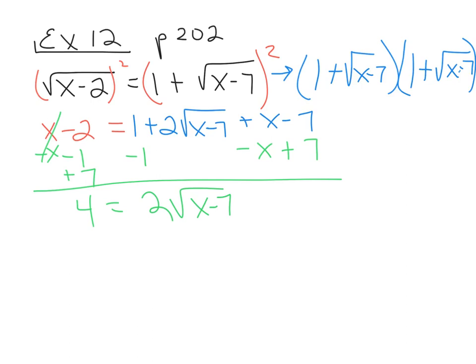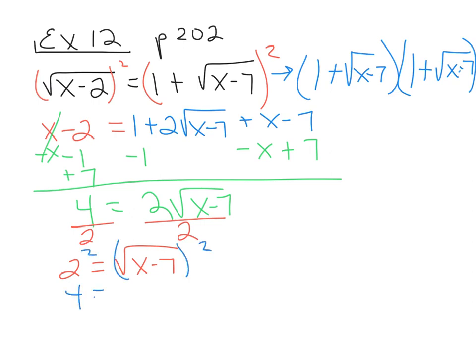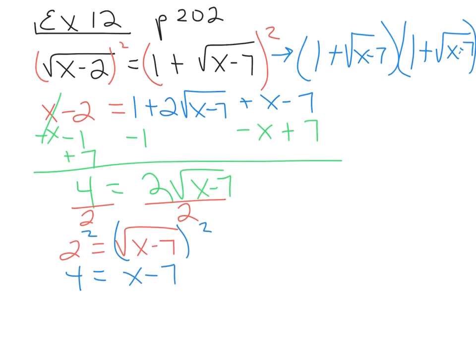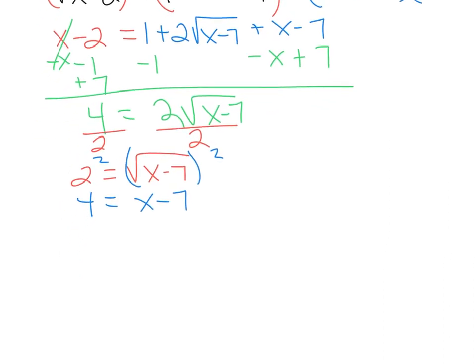Now we can isolate this radical here by dividing off this 2. Since this operation is multiply, we divide to get rid of it. So we have 2 equals the square root of x minus 7. And now we can use another exponent to get rid of that radical. So we have 4 equals x minus 7. One more step so that we can isolate x will be add 7. We get x equals 11.